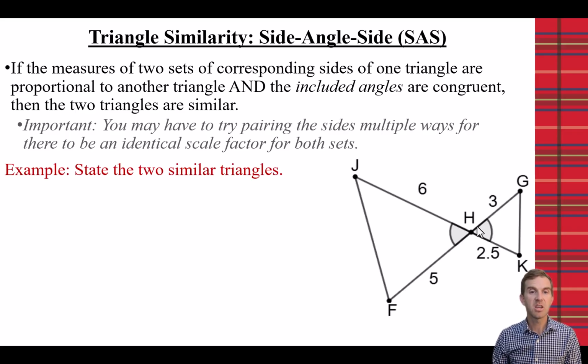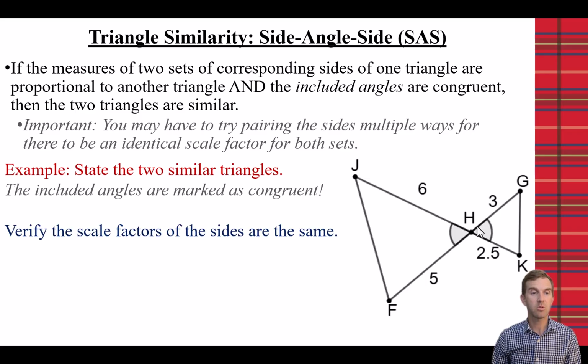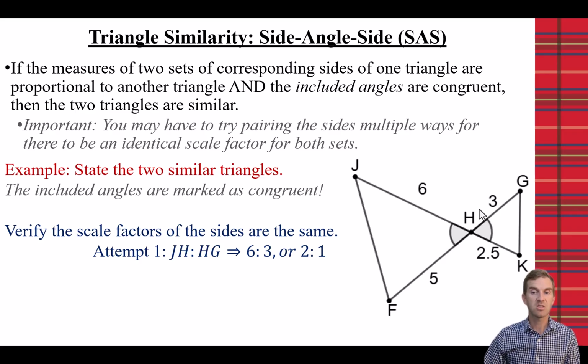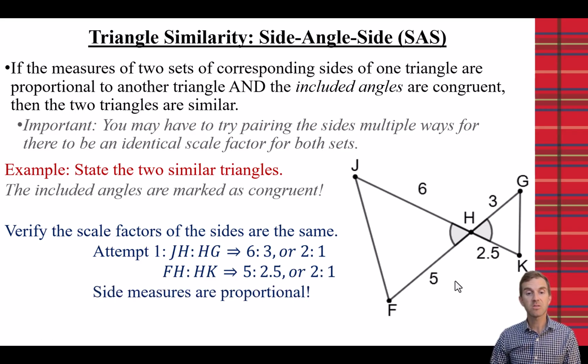So here I have an image and I want to know what are the two similar triangles. So I can see that I have the included angles as marked, and now what I'm going to do is compare the sides and figure out, do I have sets that have the same scale factor. So first thing I would try is, okay, I like 6 to 3, that's easy to do. So that I know 6 to 3 is a 2 to 1 ratio, so let's check the other two sides. Well, that's 5 to 2.5, which is also 2 to 1, which tells me then that the triangles have proportional sides. Therefore, it must be similar by side angle side.